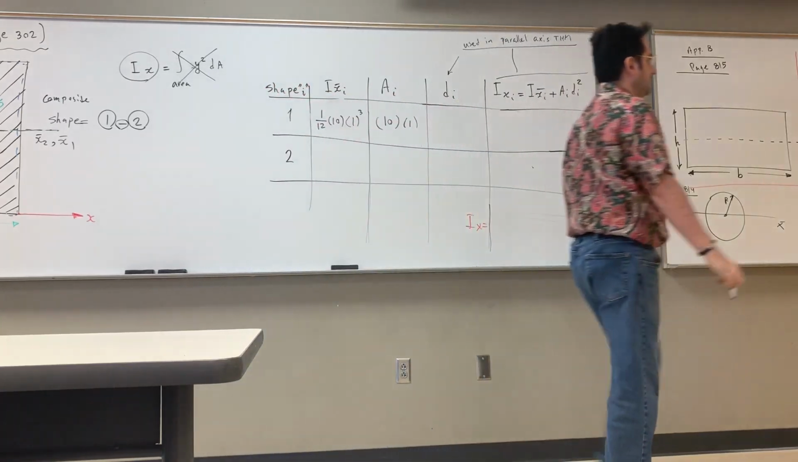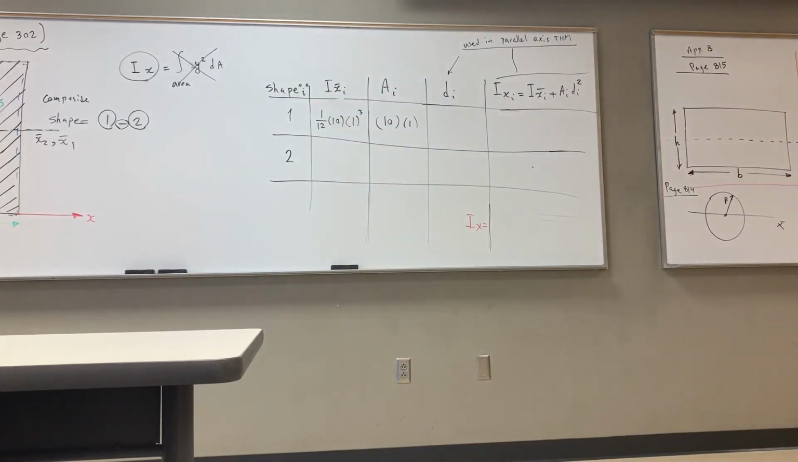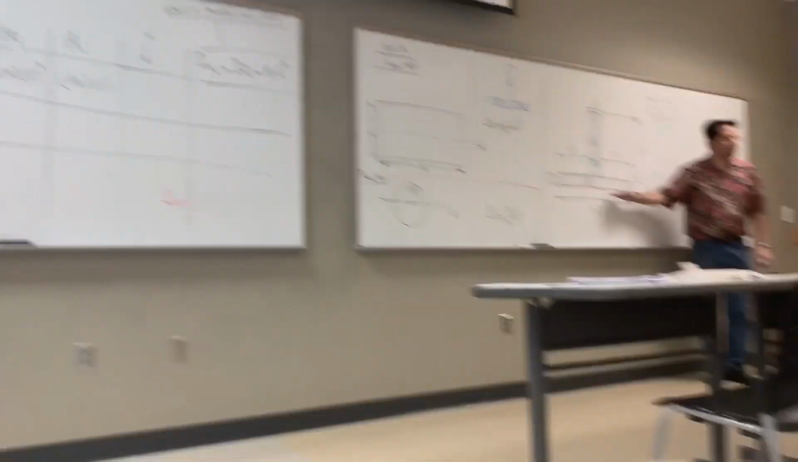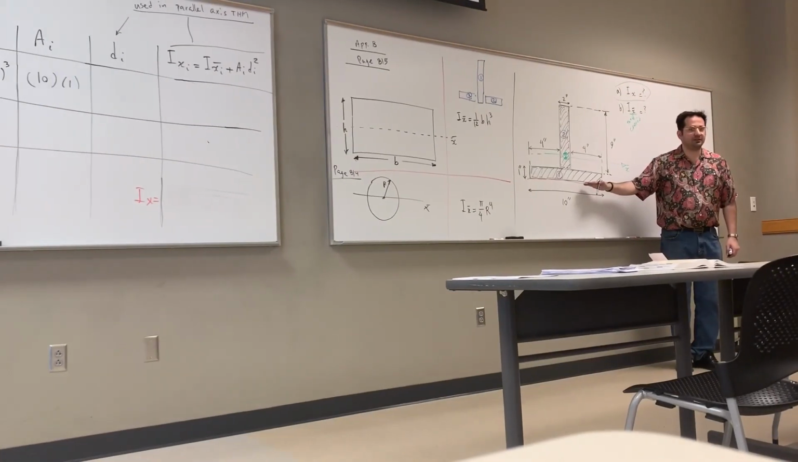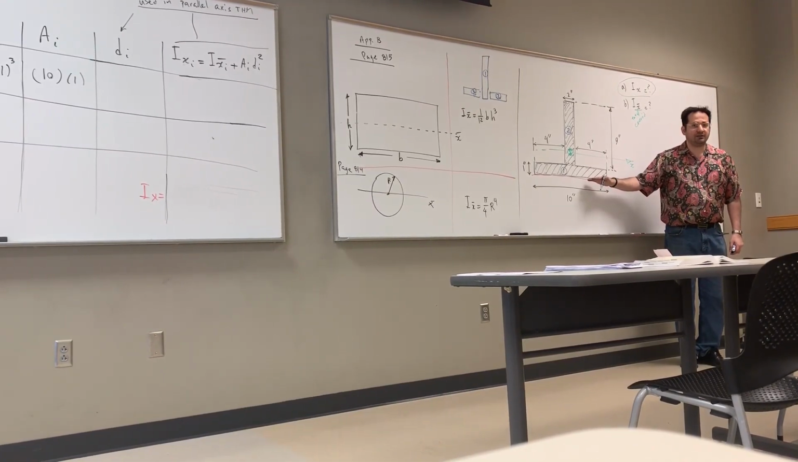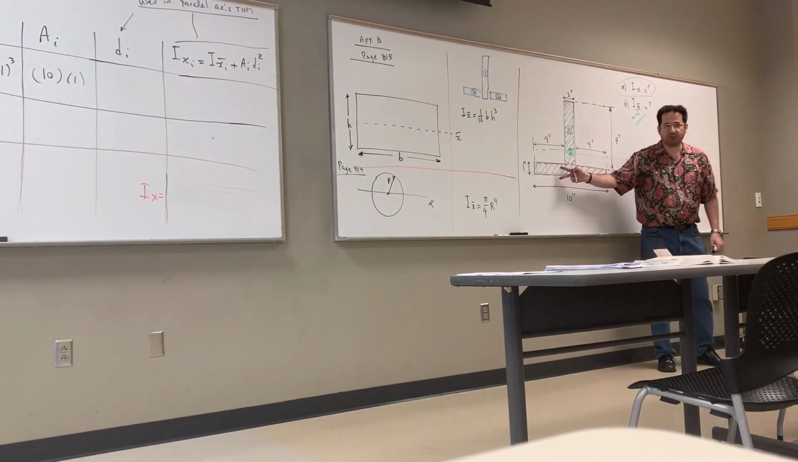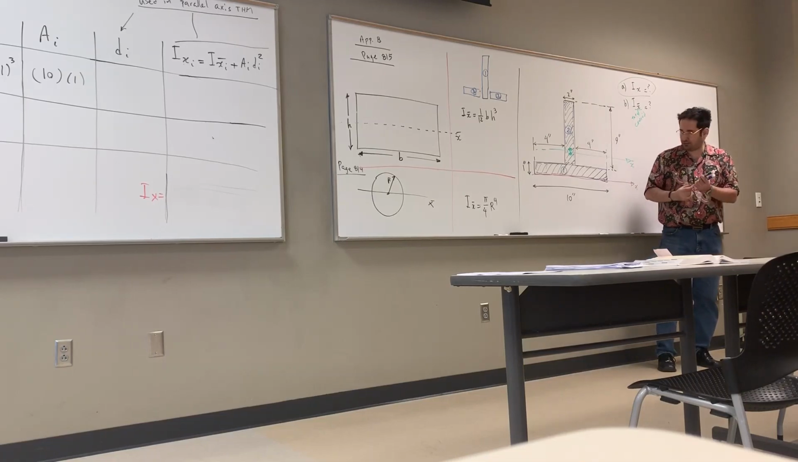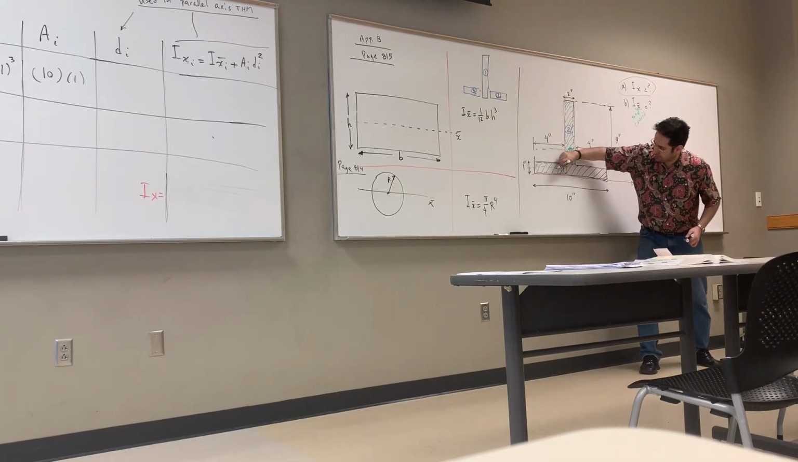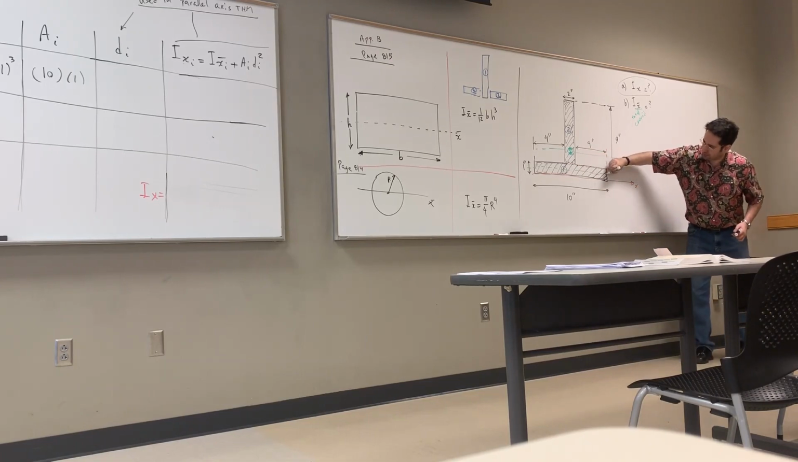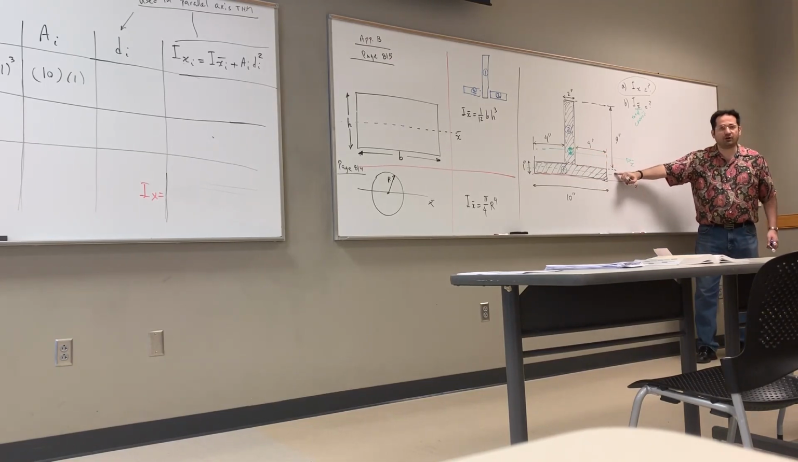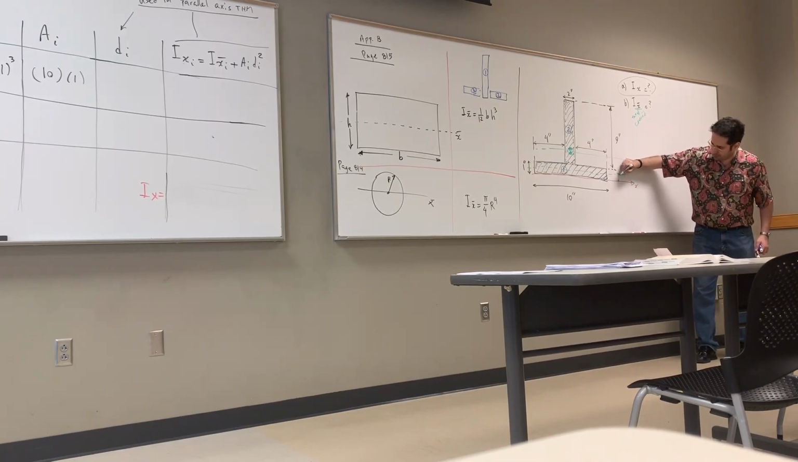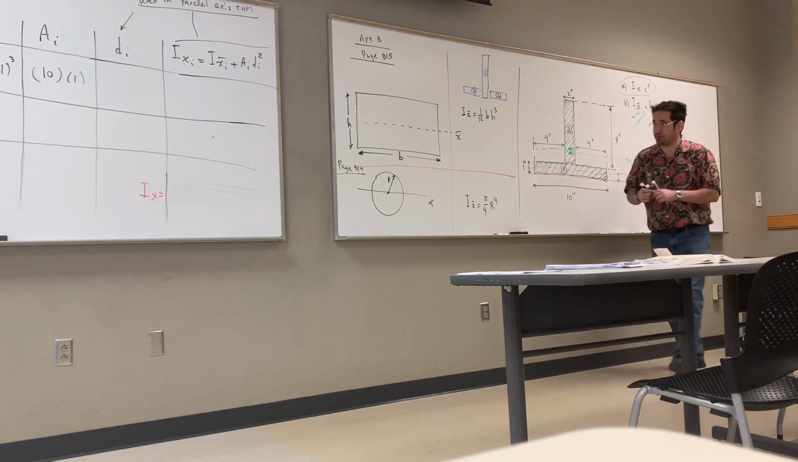First of all, I'm doing part A. So the axis that I'm transferring to is x, the axis at the bottom. So what's my shift? How much am I shifting it? You go to shape 1, where is the centroid? The centroid of shape 1 is right here. So the distance from the local centroid to the axis that I'm shifting to is D. So what's D? 0.5.